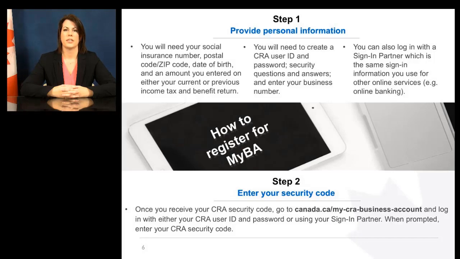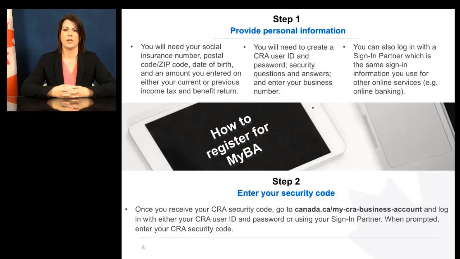Then you'll need to create a CRA user ID and password, or you can also use the sign-in partner option, which lets you log in with the user ID and password that you may already have for another online service, for example, online banking. You will still have to provide your personal information if you use the sign-in partner option. It's important to note that none of your account information will be shared between the CRA and your sign-in partner. Your sign-in partner will not know which government service you are using.